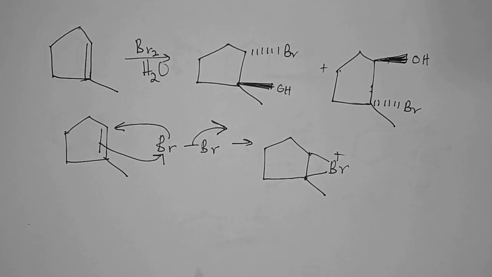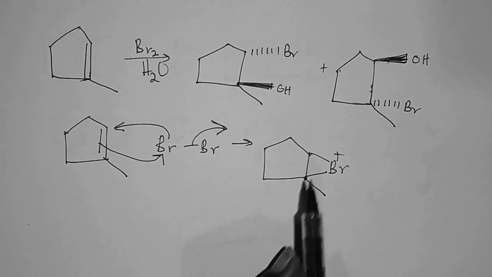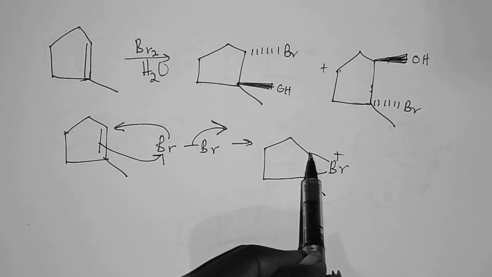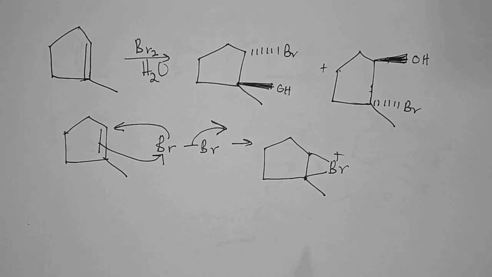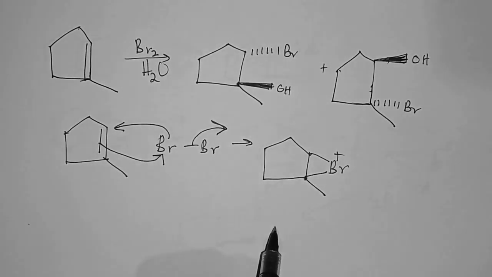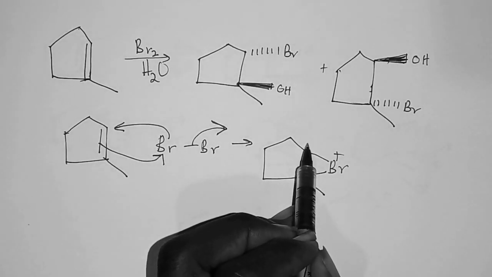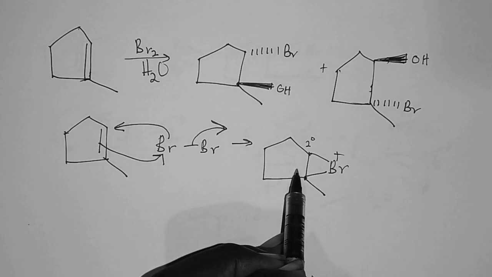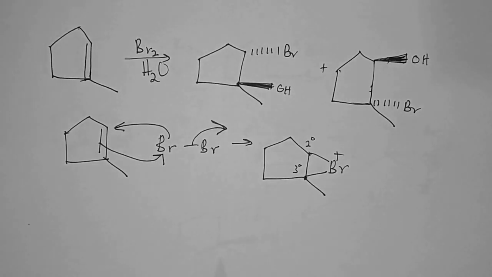But then we have a water molecule in the system. Now, will the water molecule attack this carbon, or will it attack this carbon? We'll be able to know that if we determine the kind of carbons that we have. You can see that this is a secondary carbon and this is a tertiary carbon.